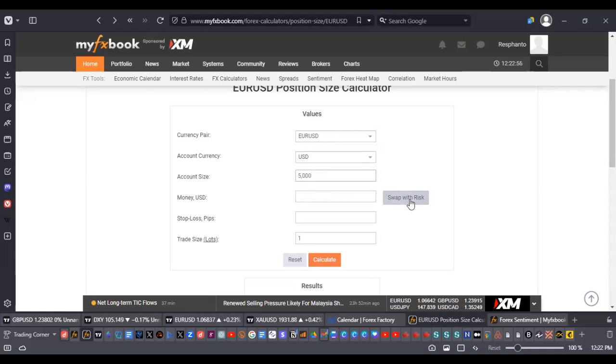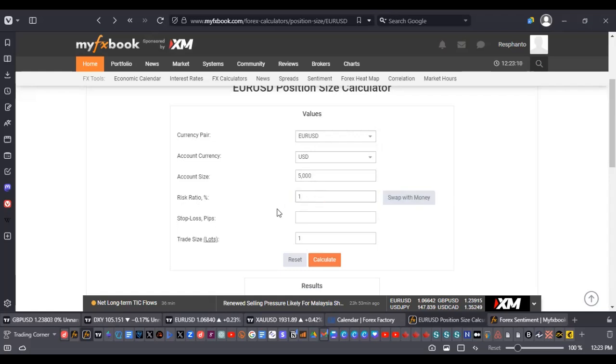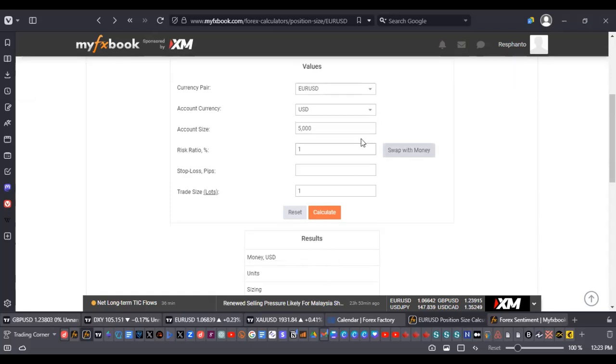Now we want to risk... you can decide to put the amount of money you're willing to risk. Like, we want to risk $50, which of course is 1%, or you can decide to use the risk ratio, which is 1%. However it is, the results will show you. I'm going to show you guys anyways.